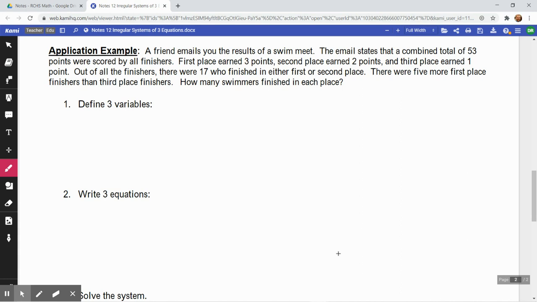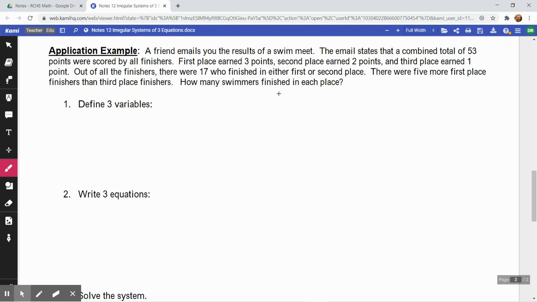So looking at this example here, we have a friend emails you results of a swim meet. Maybe you're writing an article about it. And from the email, you see that there's a combined total of 53 points scored by all of the finishers during the meet. First place earns you 3 points, second place 2 points, third place 1 point. Out of all the finishers, there were 17 who finished in either first or second place. There were also 5 more first place finishers than third place finishers. So the question at the end is how many swimmers finished in each place?